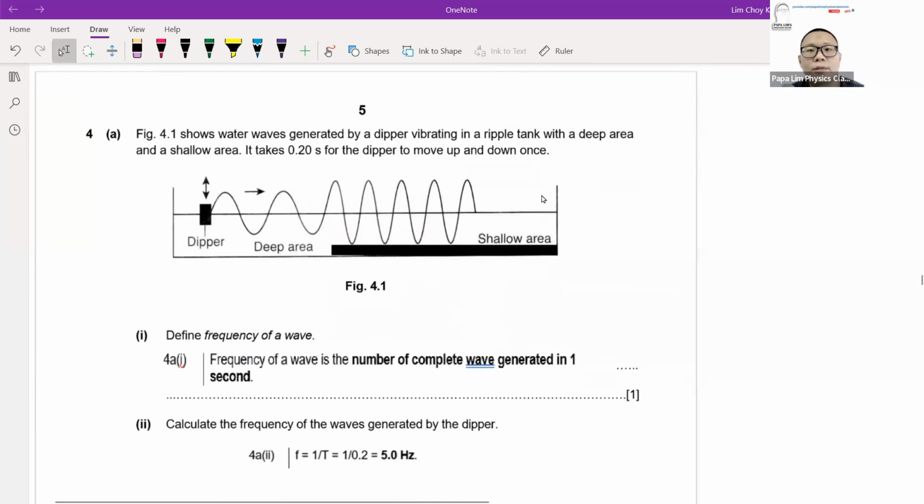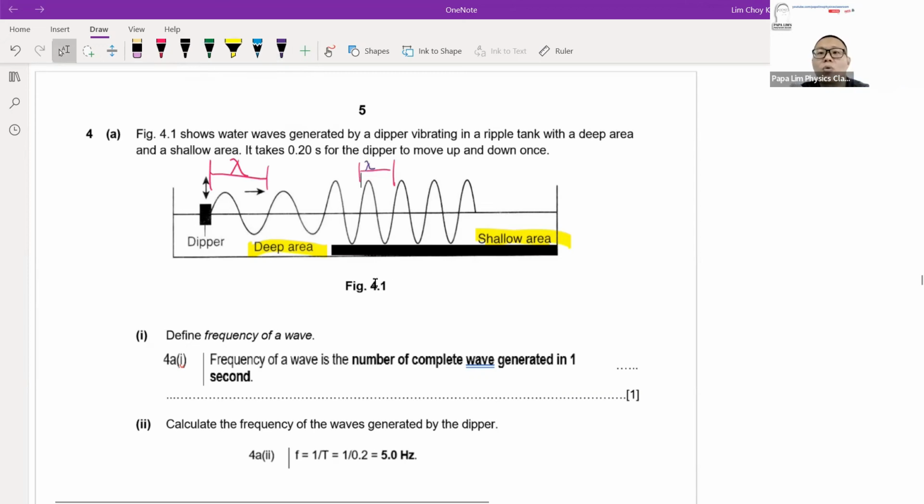Now for question 4, we deal with transverse waves. You look at waves, but particularly this wave, if you look at the picture, there's a deep area and a shallow area. And what the picture is trying to tell you, other than the area, is that we're also looking at the wavelength. You look at the question here: the wavelength of the wave in the deep area, and the wavelength in the shallow area. There's a difference in wavelength. The wavelength in the deeper area is larger, longer, as compared to the wavelength in the shallow area.